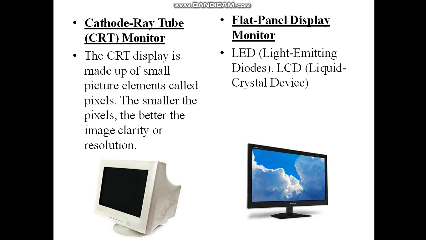The CRT display is made up of small picture elements called pixels. The smaller the pixels, the better the image clarity or resolution. But the disadvantages of the cathode ray tube are that it is large in size and power consumption is very high.